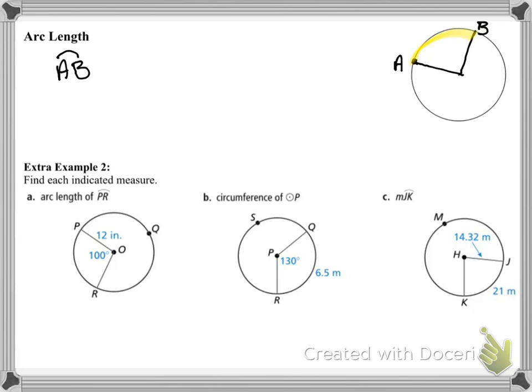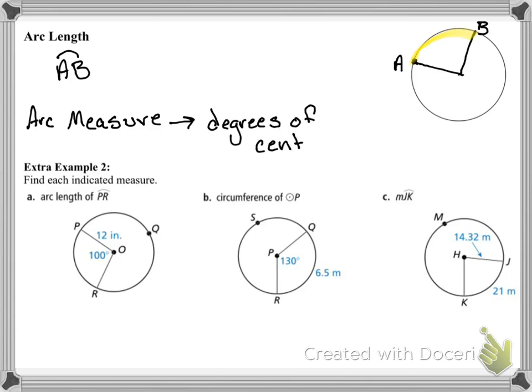Arc length and arc measure are two different things. Let's compare that to arc measure. Again, arc measure is in degrees, and it's the degrees of the central angle. So if I know this central angle in here is, I don't know, let's say 90 degrees, we'll go with a nice one, 90 degrees. The measure of arc AB would be that 90 degrees.